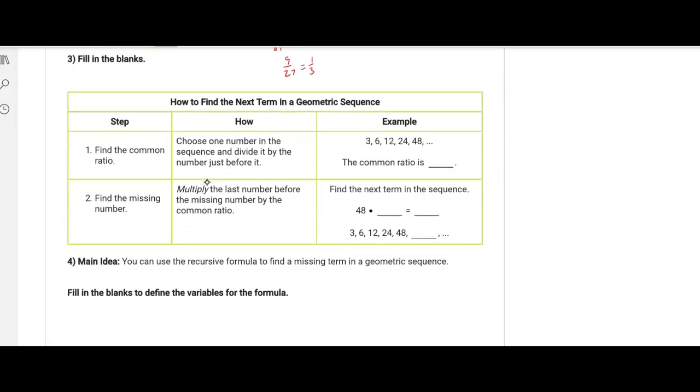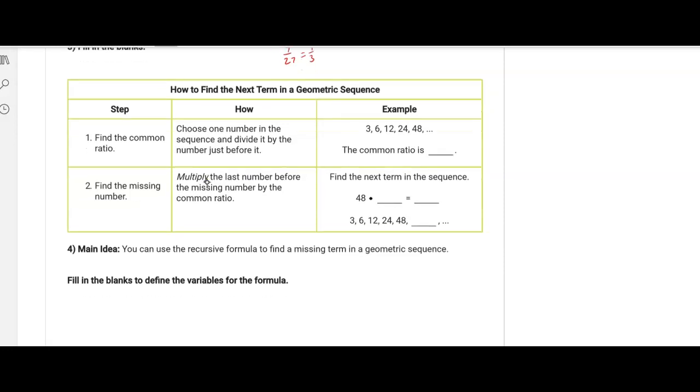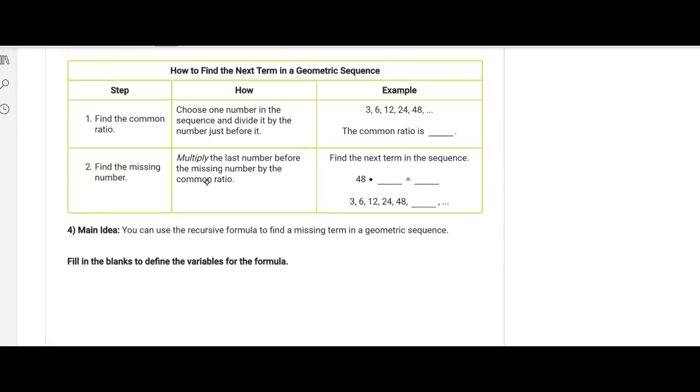Looking here, how to find the next term in the geometric sequence? What am I multiplying by here? Multiplying by 2, so the common ratio is 2. But now it says find the missing number. If I have 3 to 6 to 12 to 24 to 48, I know my common ratio is 2, so the quickest way to find the next term in the sequence, 48 times 2, is 96.